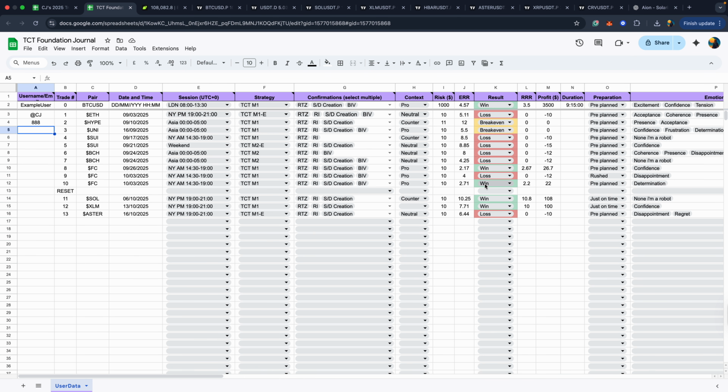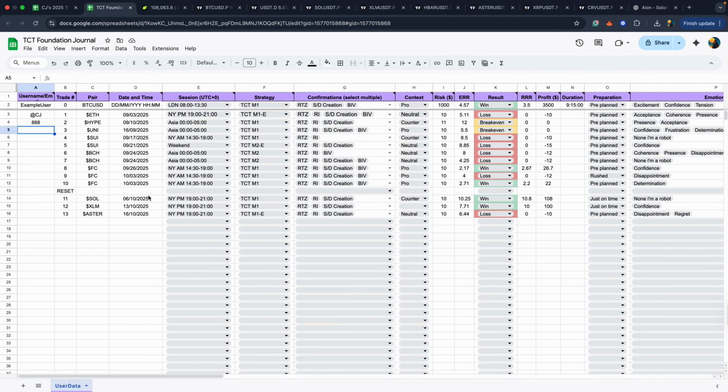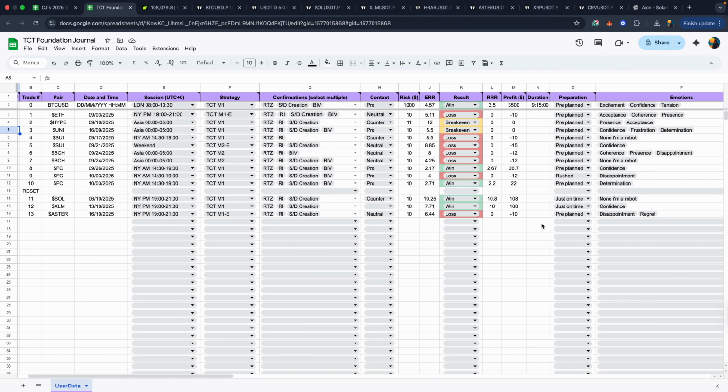One was an L to get the W, but the RRs were super low, and we actually ended the first 10 trades, I put reset here, minus 2 RR, down 2% on the account. And within 2 trades, we hit a 10.8 RR and a 10 RR.